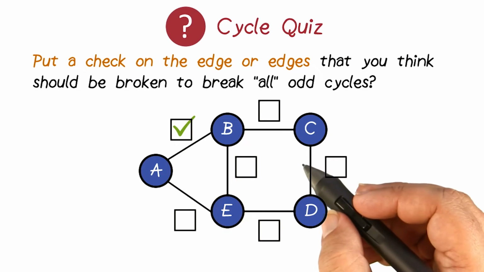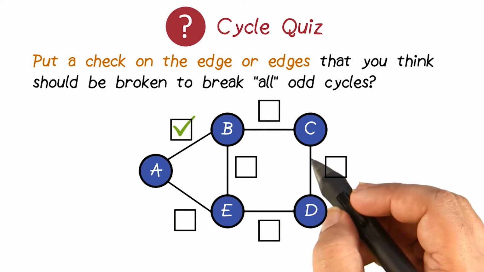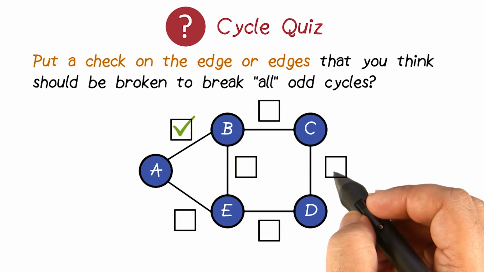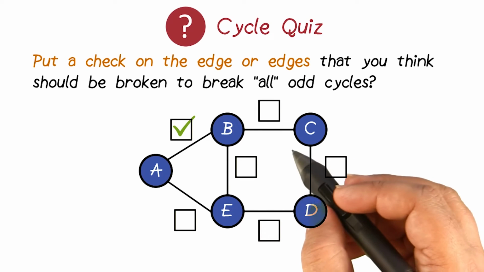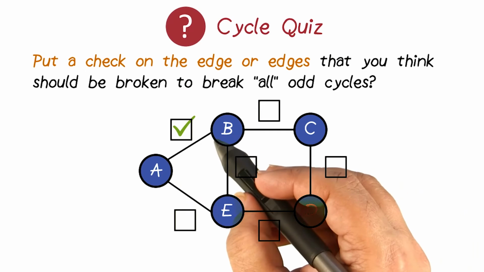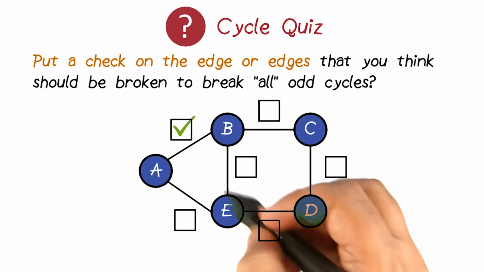Now we can break both of them if we just remove an edge AB. Any other edge we remove might break one of them, but not the other. For example, if you remove this edge, it will break the bigger, longer cycle of 5, but it will not break the shorter cycle, which will remain in place. So edge AB is one right answer which will break both the cycle of length 3 as well as the cycle of length 5.